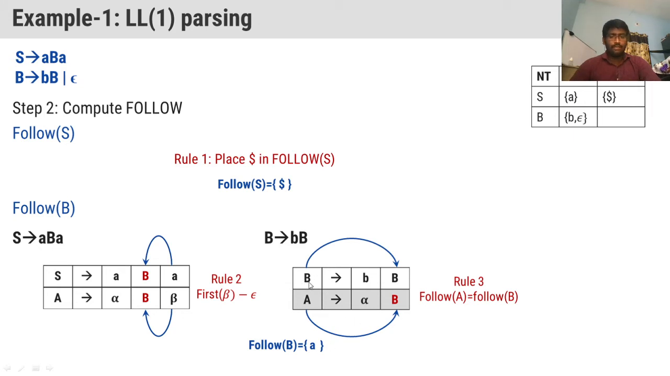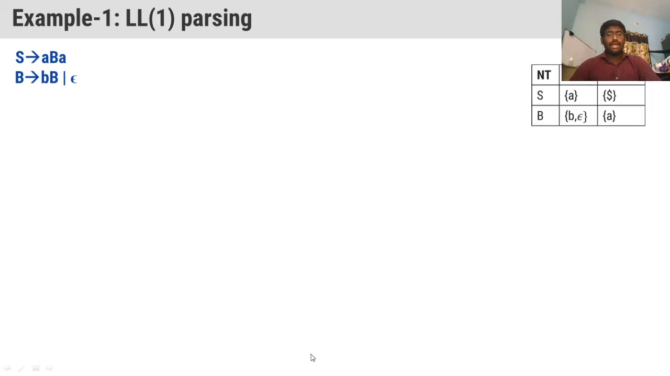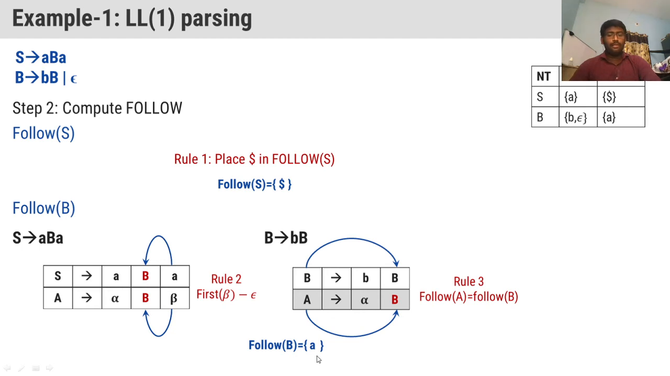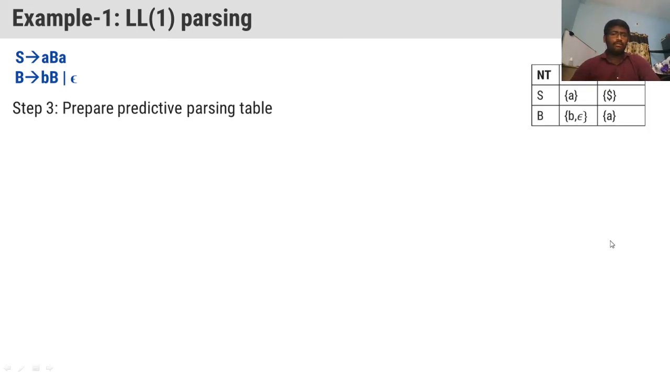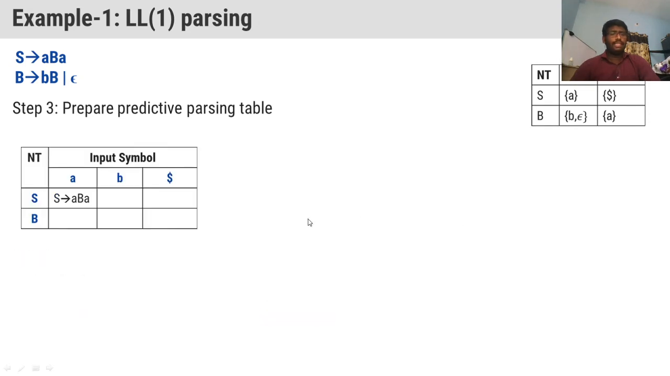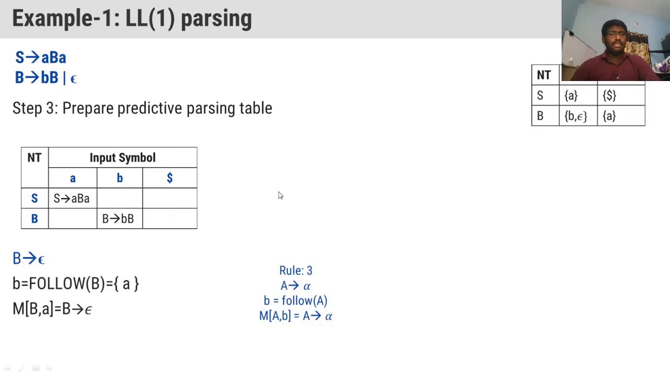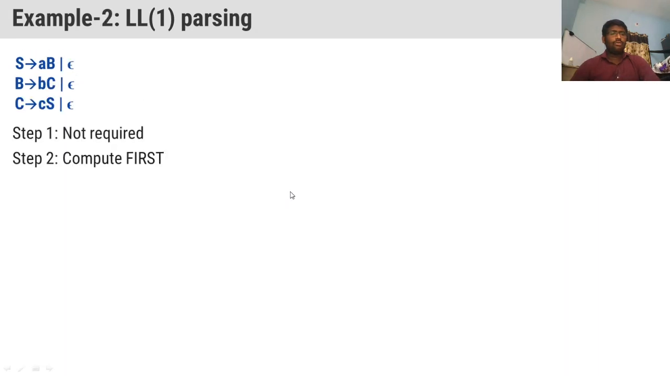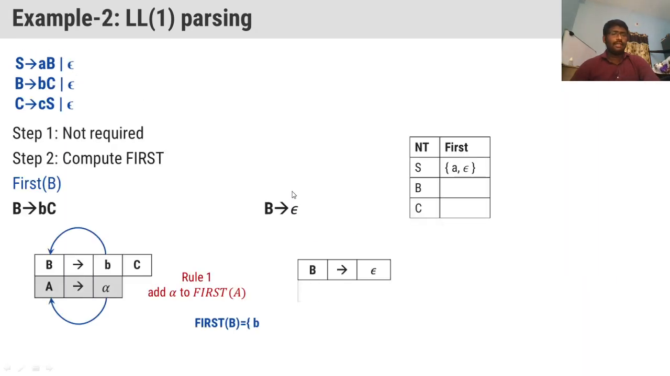See here, capital A equals small a only. So that's why we are adding small a only. So follow of B equals small a. Hope you have understood how to find out the follow sets. Again, we will take one more example. If you have any doubts, ask me, I will explain very clearly. We will see how to construct this predictive parsing table later. But now you see how to find out the follow sets for the given grammar.